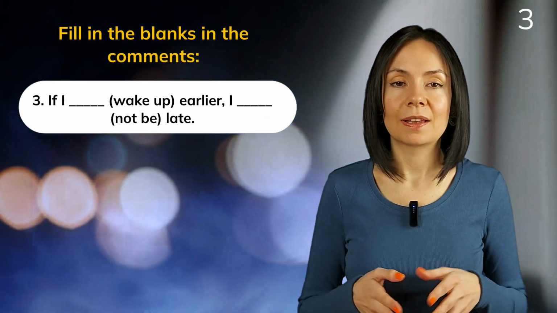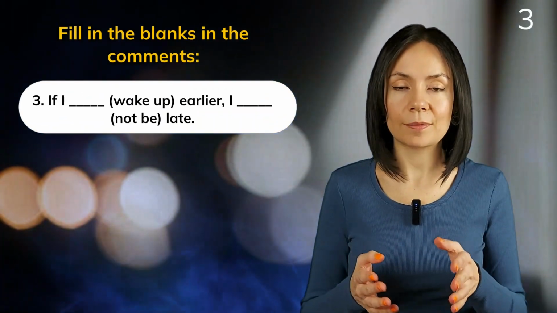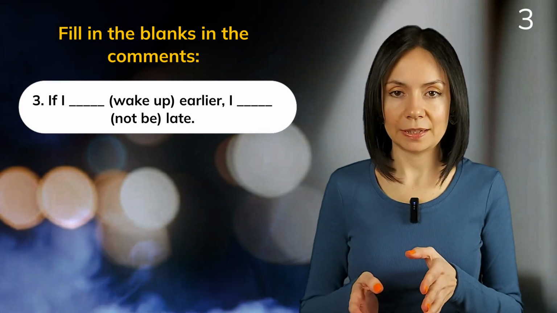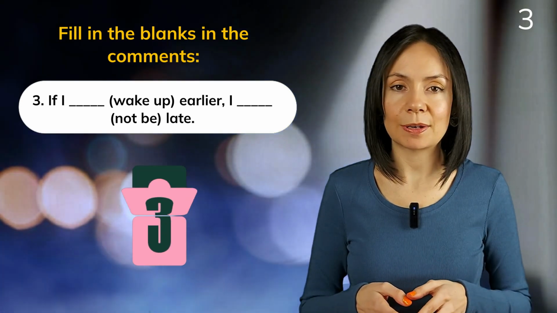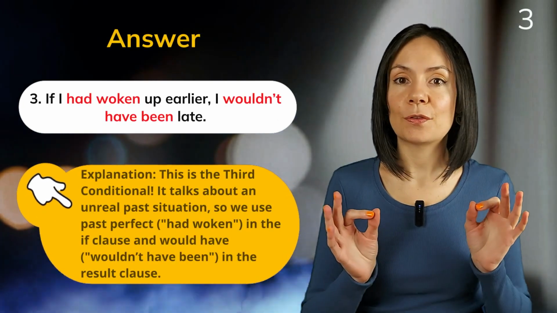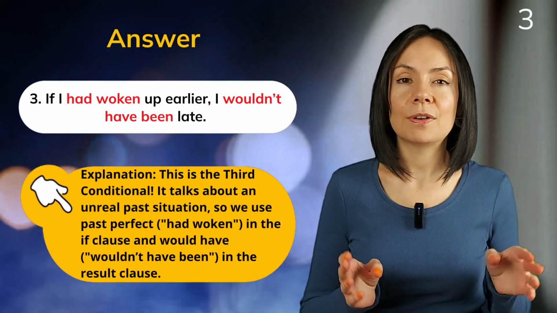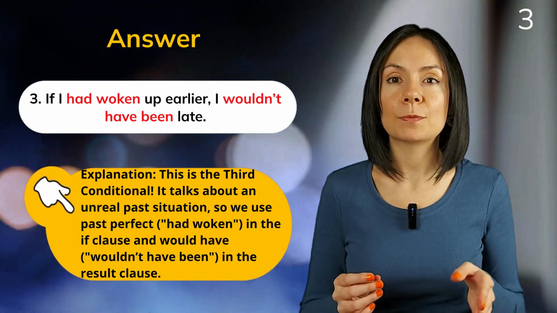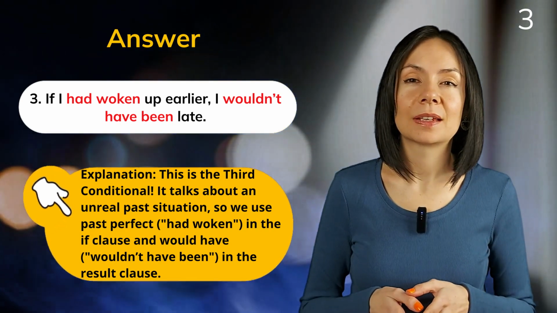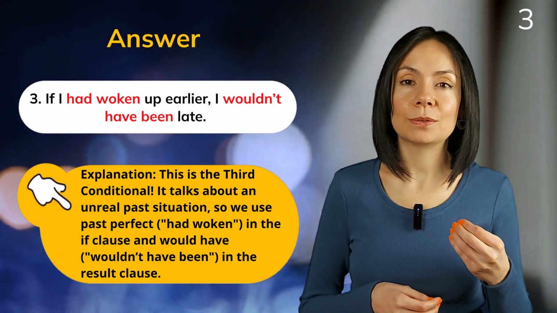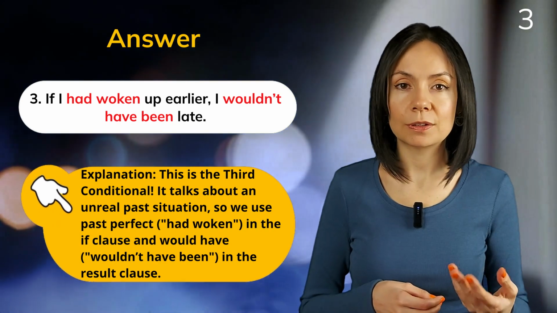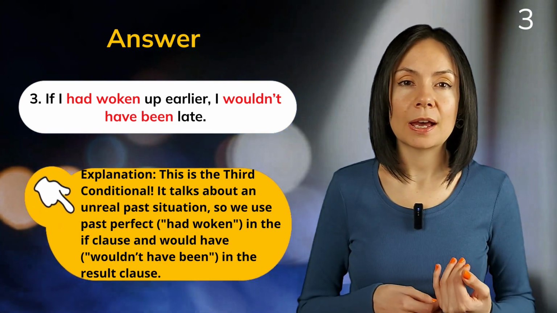Number 3. If I, earlier, I, late. Take a moment to think about it. This is the third conditional. If I had woken up earlier, I wouldn't have been late. It talks about an unreal past situation, so we use past perfect, had woken, in the if clause, and would have been in the result clause.